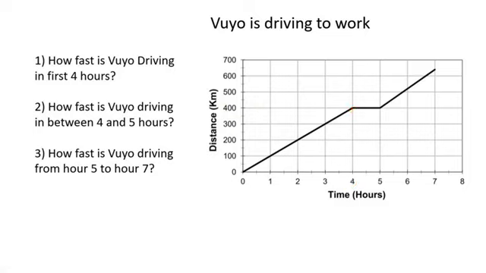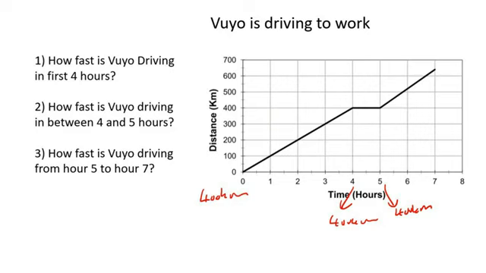Can you see that if you read off 4 hours, Vuyo has driven 400 kilometers? Then if you read off at 5 hours, it's still 400 kilometers. This means that during this part of the trip, Vuyo was not driving because the distance he has traveled stays the same. Maybe he stops at a petrol station, or maybe he's visiting a friend, but he's not driving there. Now let's see how this all works.